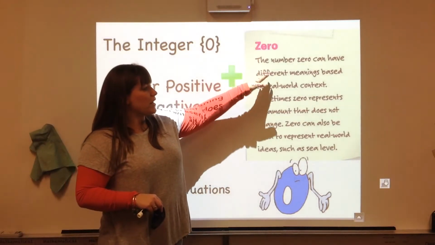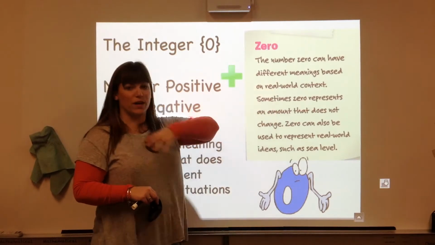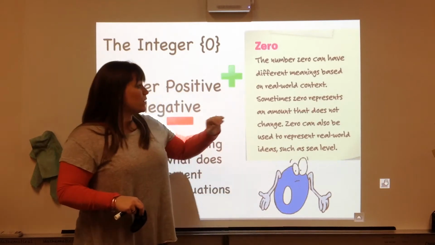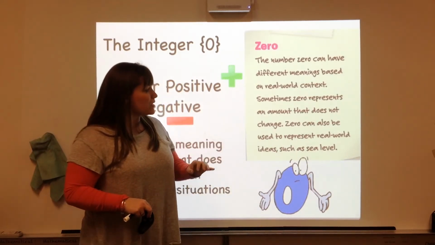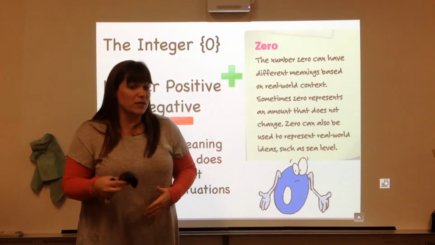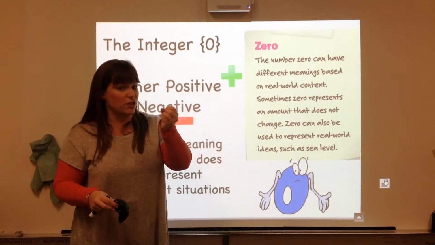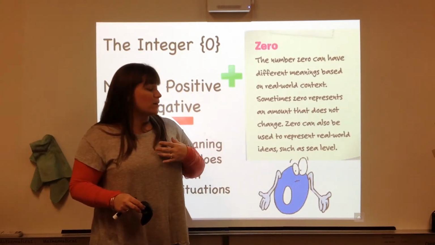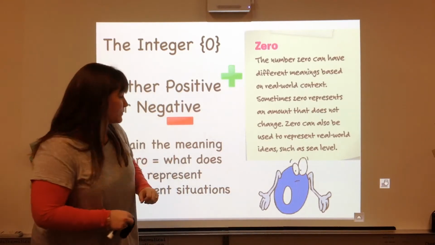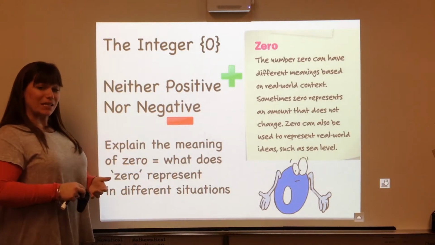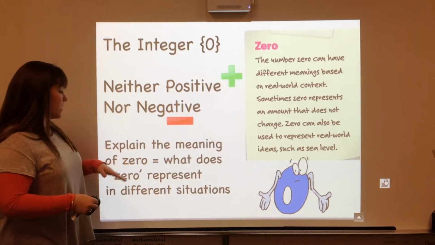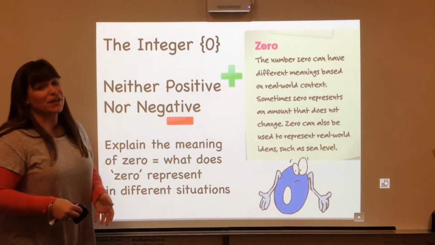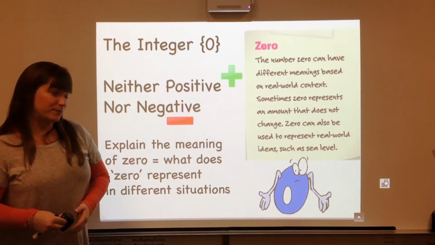And the number 0 can have different meanings based on whatever real world idea is going on, whether it's elevation or whether it's a score of a game. Sometimes 0 represents the amount that does not change. So if you didn't gain any points or lose any points, there was no change, and that is an idea of 0. Or it also could be represented as an idea like sea level, okay? And you're going to have to explain the meaning of 0 tomorrow in class, so that's why I'm taking some time to actually talk about 0 in general. And what it represents depends on the situation that you're given.